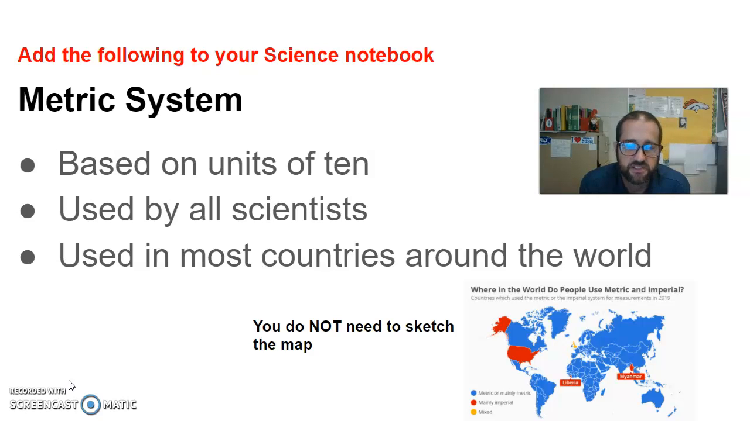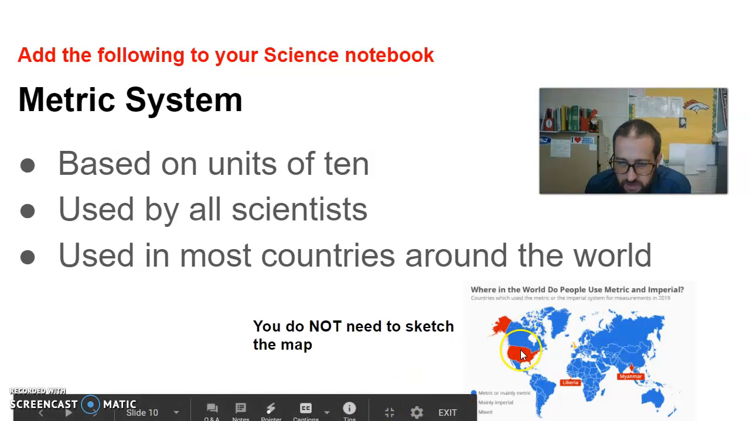Metric system is based on units of 10. If that does not make sense to you, don't worry about it right now. It'll come together. It takes some time. It's used by all scientists, and it's used in most countries around the world. So do not sketch that map.